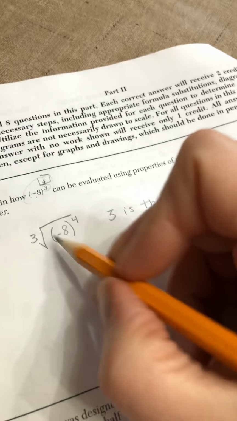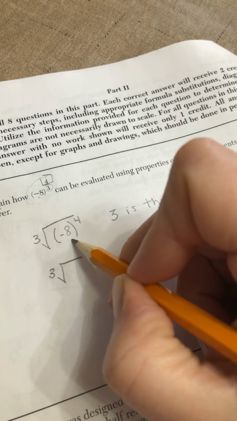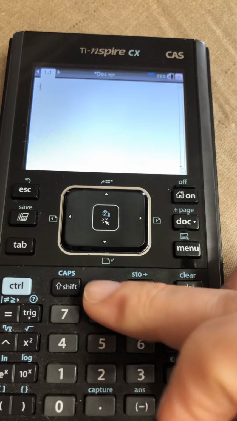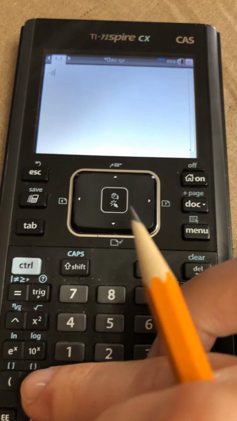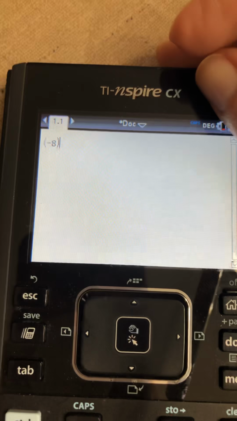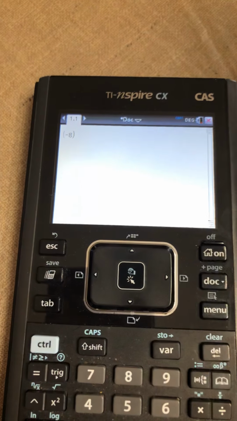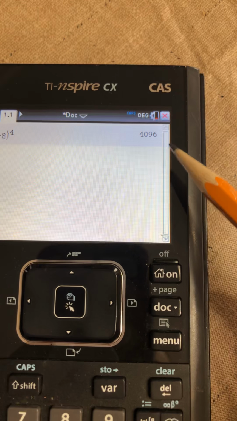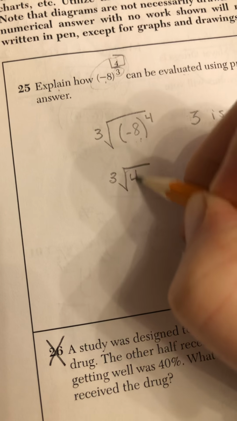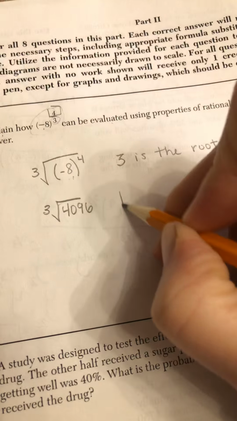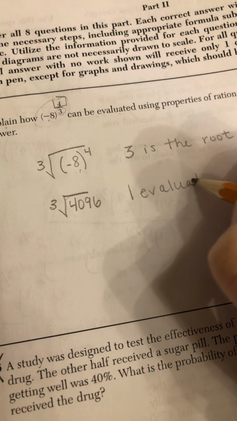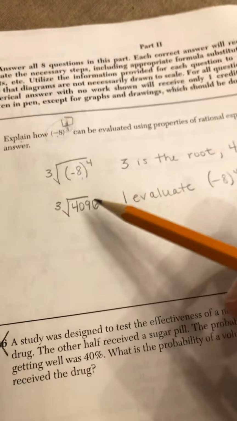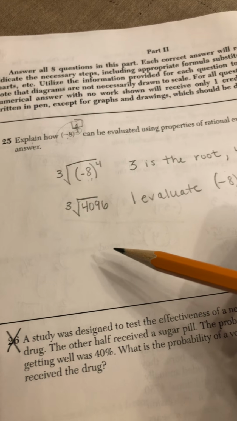So now we need to say, okay, what do I do now? Well, there's a couple options, but what I would do is type in negative 8 to the 4th power in your calculator. That has to be in parentheses, negative numbers have to be in parentheses. Negative 8 to the 4th is 4096. So I evaluate negative 8 to the 4th, okay? And then you take the cube root of that.